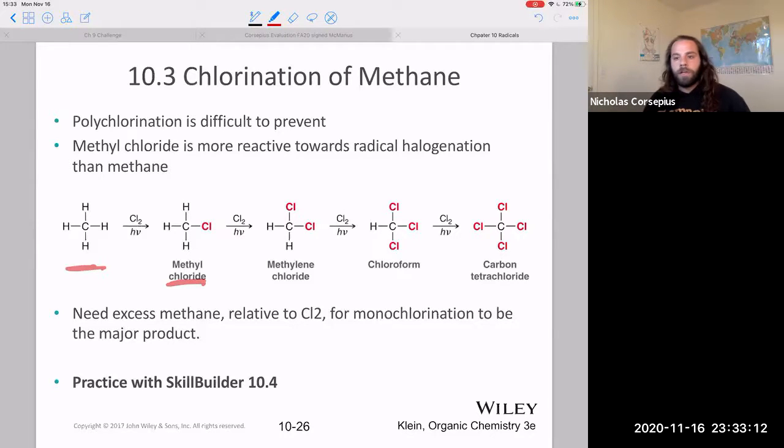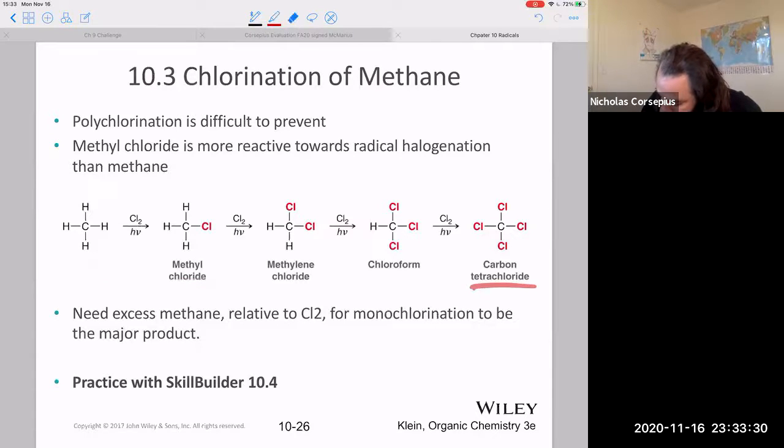So if you let this reaction go unchecked, you will end up getting full chlorination all the way to the carbon tetrachloride. So most of the time, that's not what we want to do. We don't want to get full chlorination.